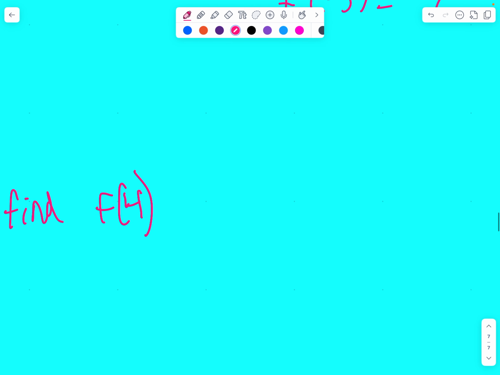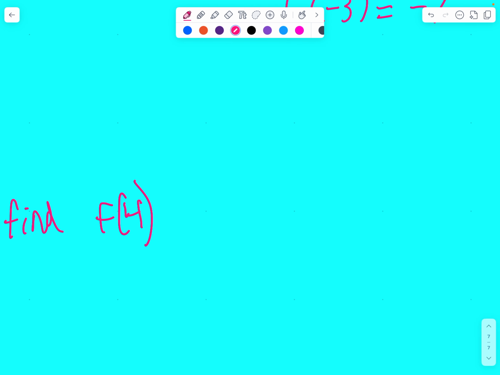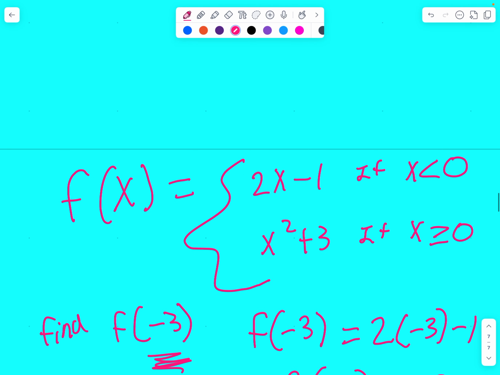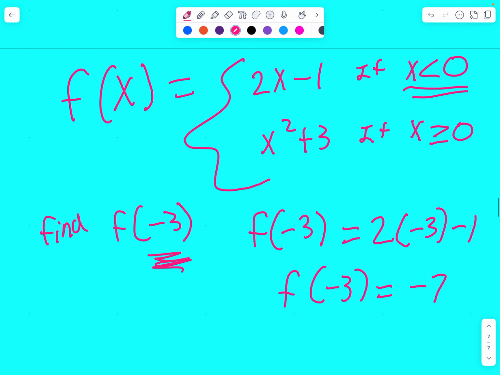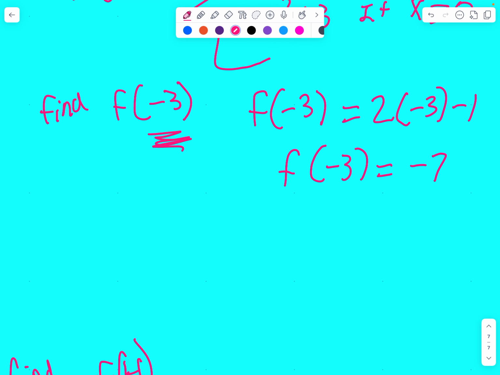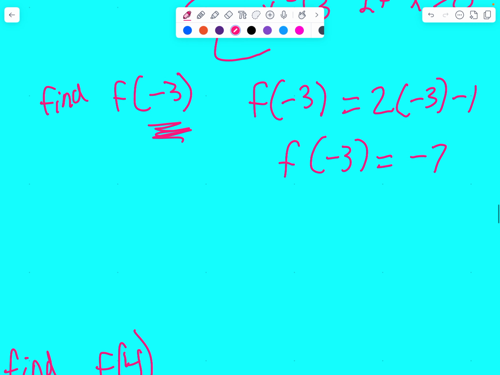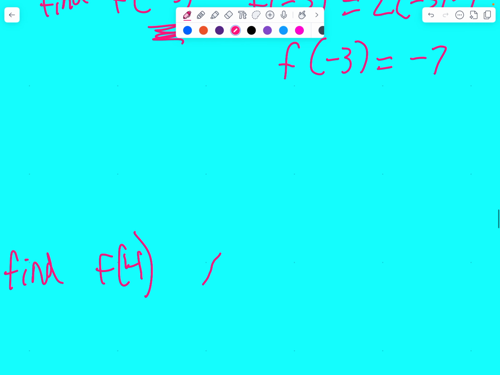So let's do f of 4. It's another one. Is 4 less than 0? No. Is 4 greater than or equal to 0? Of course it is, right? Come on, we know this. Because it's greater than 0, yes, it's greater than or equal to 0. So we use the second formula, which is x squared plus 3.